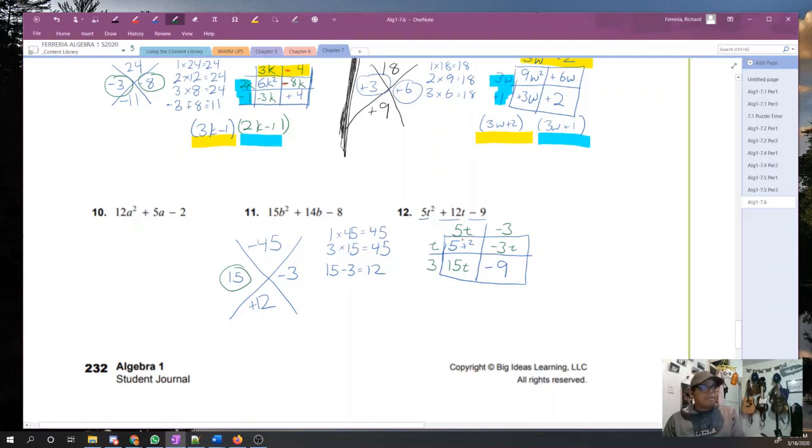Okay, so this is my answer right here. I've got 5t minus 3, and I've got t minus 3. Man, once you get good at this, it feels so good to finish these. And that's where we're going to end up today.